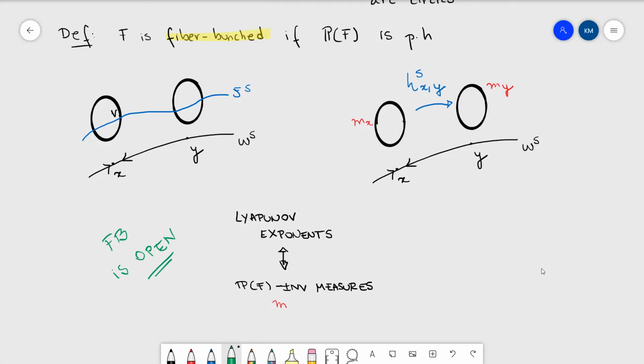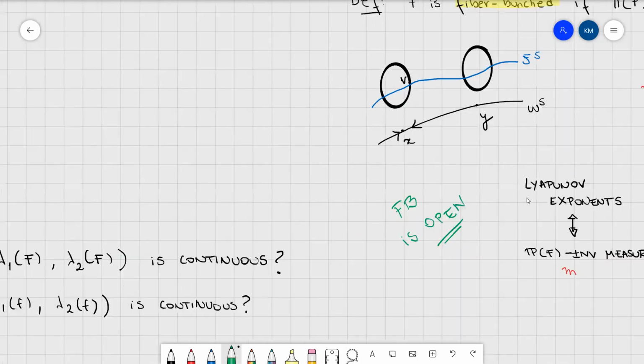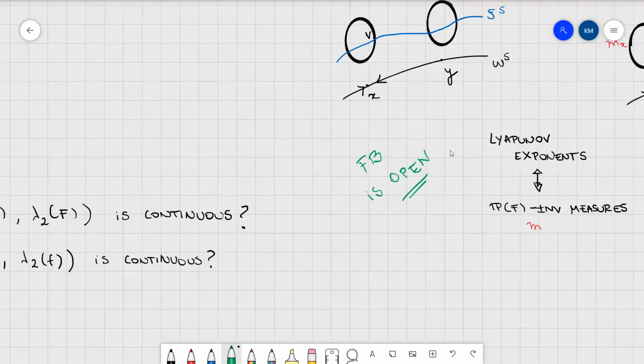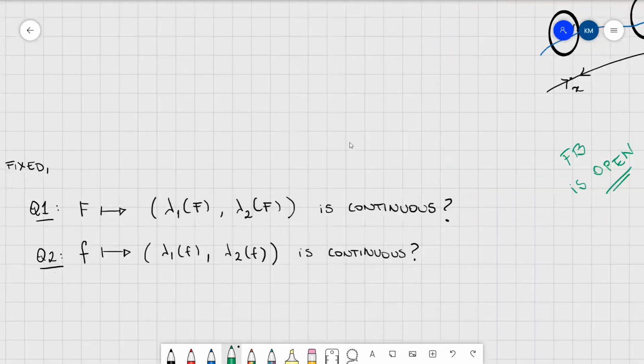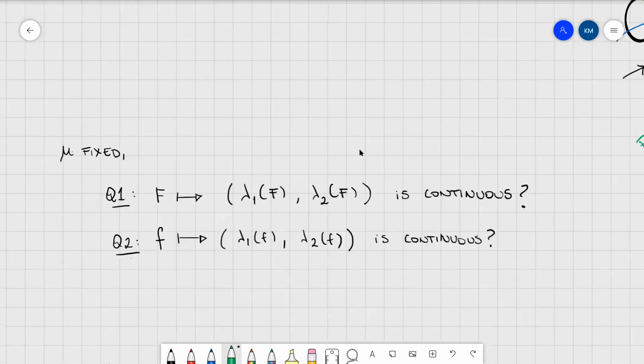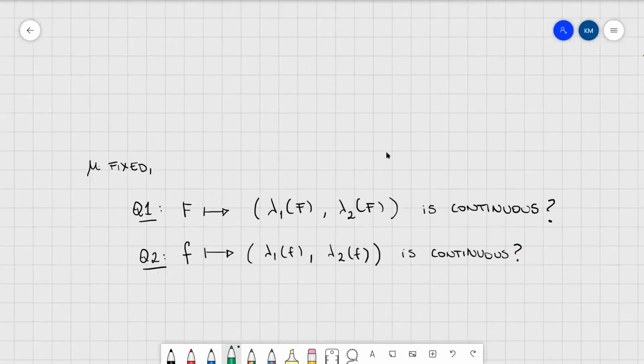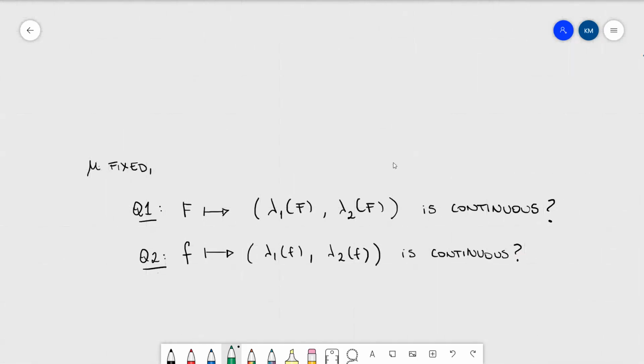And you are going to see that all the results that I'm going to state require this fiber bunched condition. So just to summarize, I'm fixing a measure because I said that I'm going to choose a measure that has good properties, and I'm going to perturb the diffeomorphism. So I have these two questions.